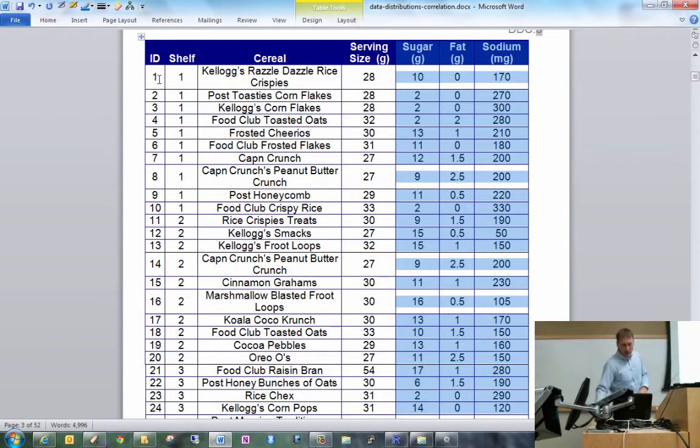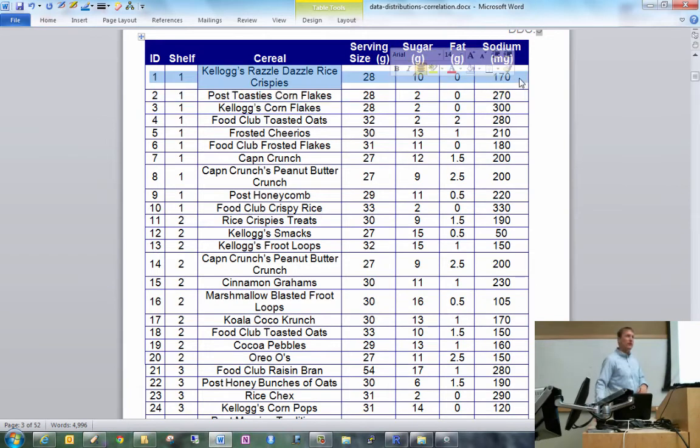This first observation I have, what we often refer to more so in statistics, is an experimental unit. An experimental unit is the thing or object from which I am collecting my data. I'm collecting my data upon cereals, so that's the first experimental unit. Here is the second experimental unit, and so on.